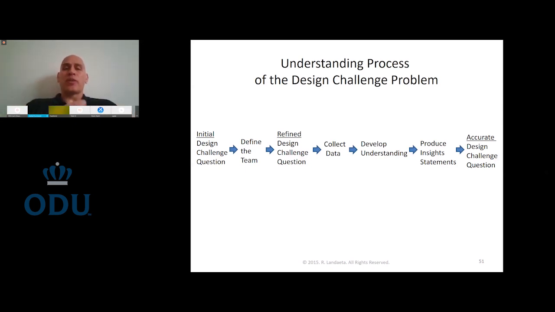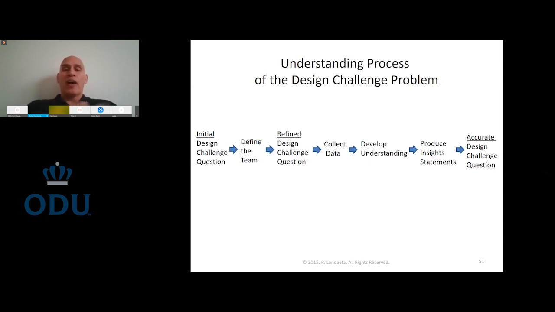Again, after you define the question, but I decided to do this because I think that this is the more rational way of doing it. So there is a problem, and then you go and define the team that's going to try to solve the problem. And that team then next is going to work into refining that design question based on what they know. And then the team goes and collect data, try to understand the data, produce what is called insights or conclusions. Pretty much insight is a fancy way of saying conclusions. And then generate a final design challenge question that we will use to generate ideas in our next phase.